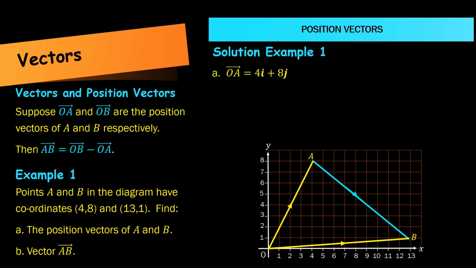So let's solve this. Let's take a look at part A first. OA is equal to 4i plus 8j, which equals the vector (4, 8). OB is equal to 13i plus j, which equals (13, 1) as a vector.